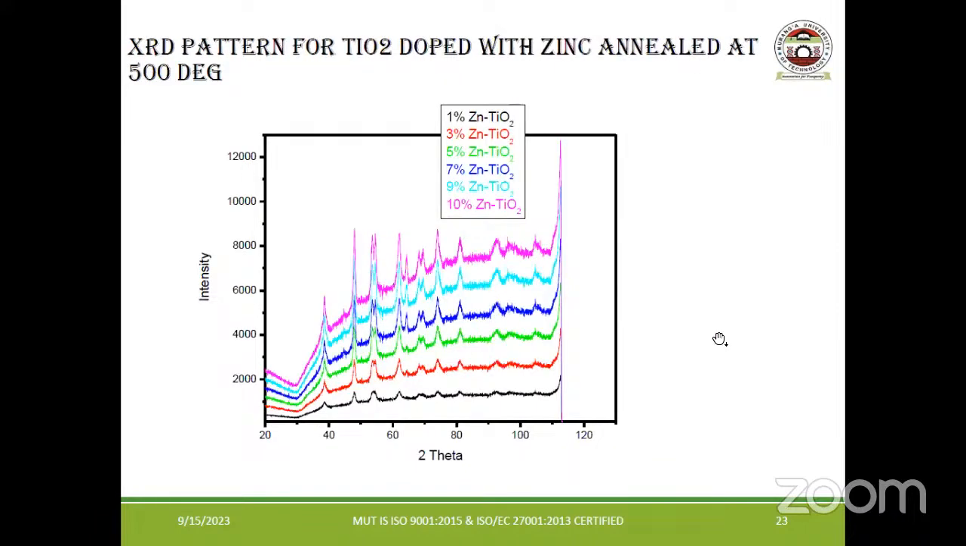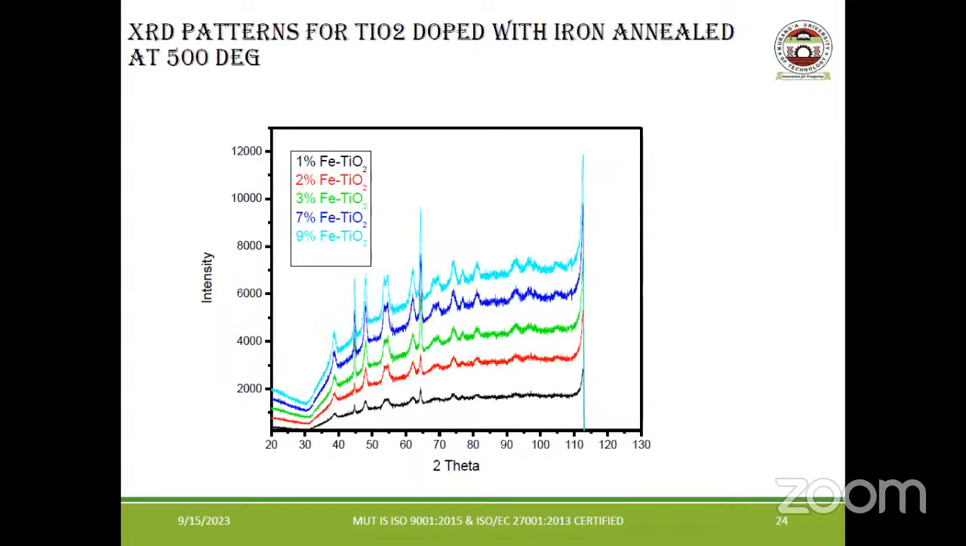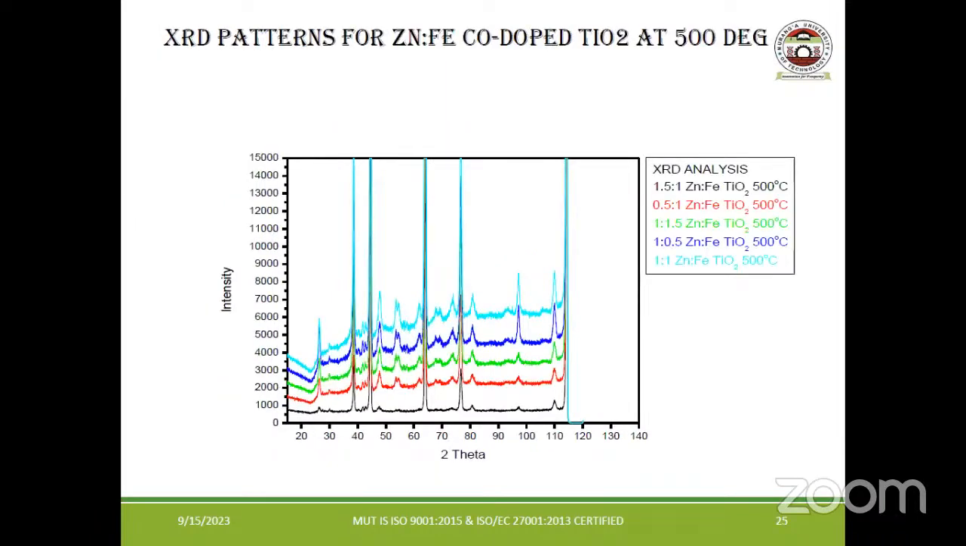This other XRD pattern, we were trying to also analyze this TiO2 with different zinc concentrations. They also did analysis with different iron concentrations. And then now co-doping with zinc and iron, you are able to see that the peaks of this XRD are getting enhanced and they are getting clearer.